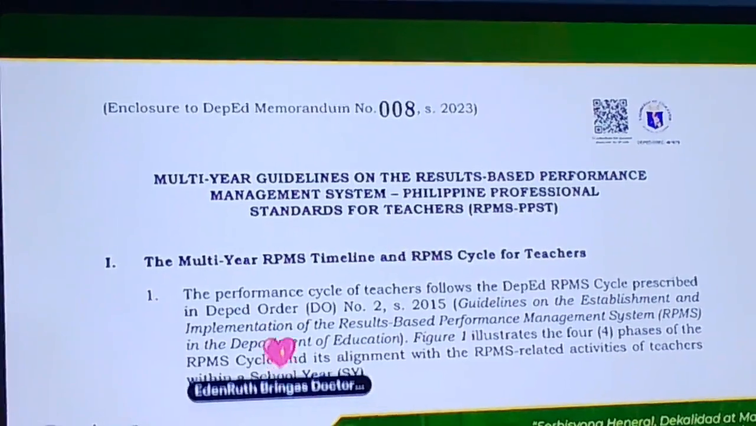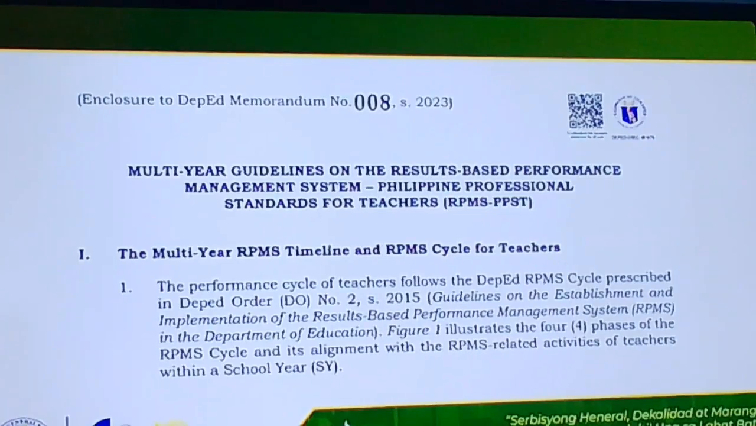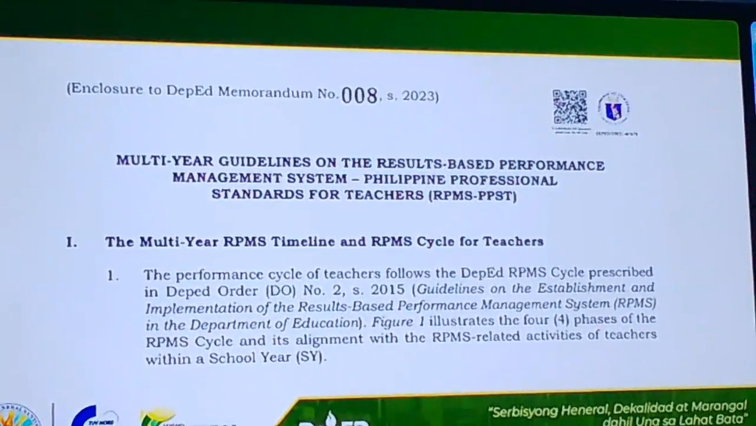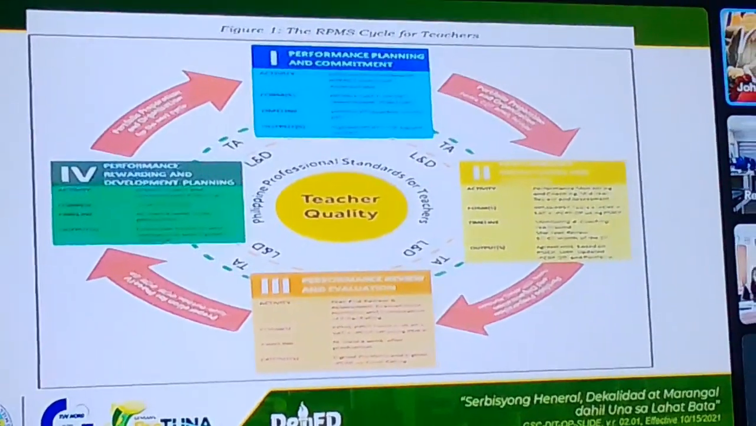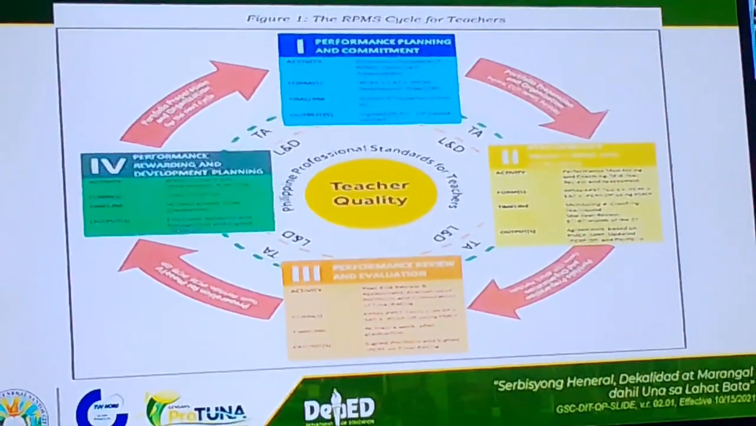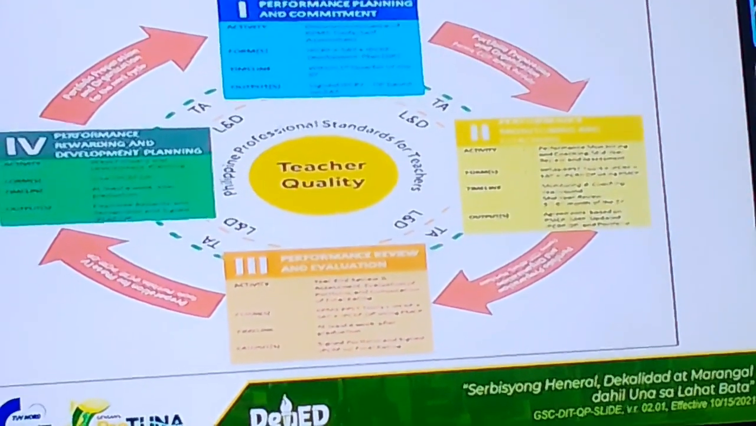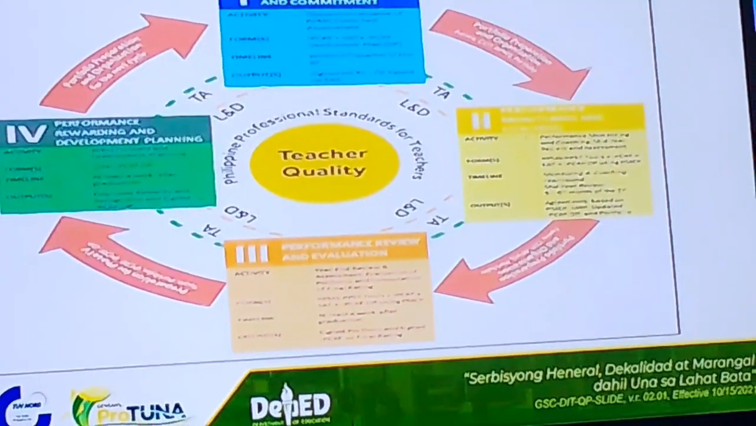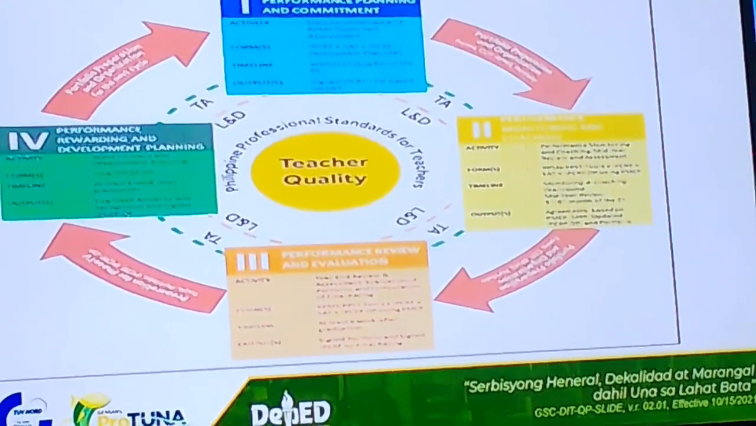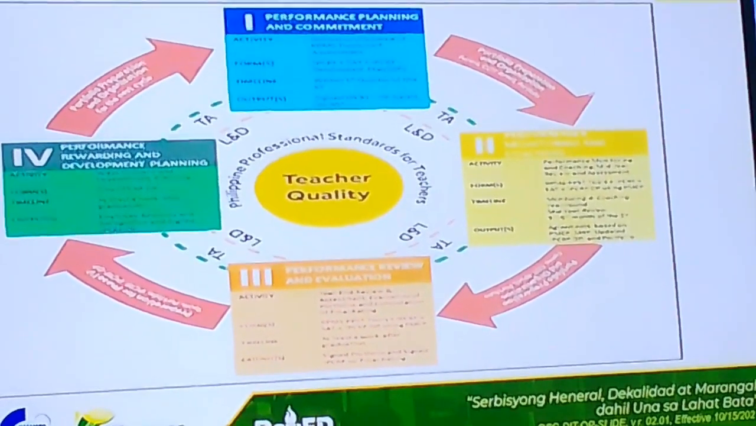Okay, let me move to the enclosure to DepEd Memorandum number 8 series of 2023. It is expected that we will observe 4 phases of the RPMS. That's a given. We'll be expecting you to observe the 4 phases or the 4 cycles. The first being performance planning and commitment, wherein our expected outputs would be the signed IPCRF development plan based on the electronic self-assessment tool, care of our school HR and school heads.